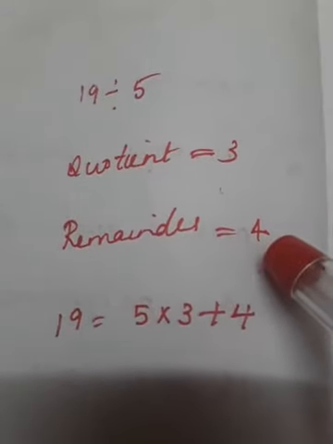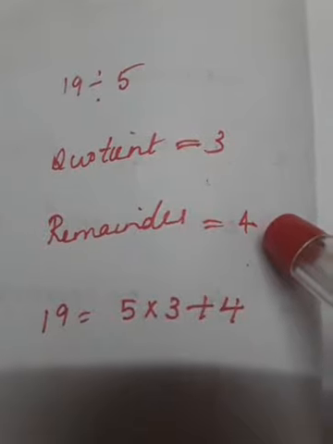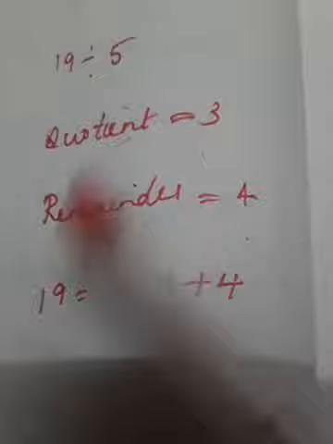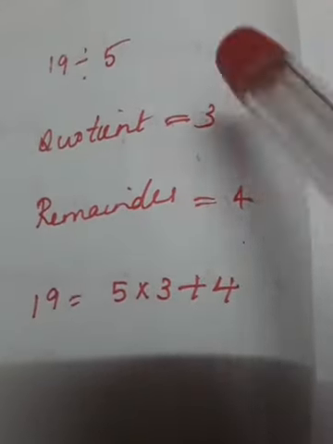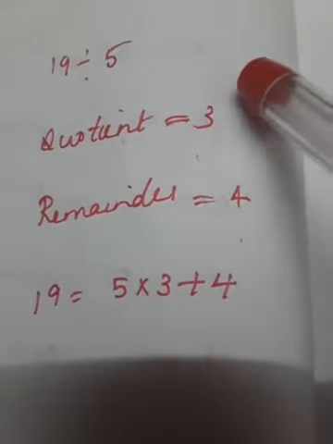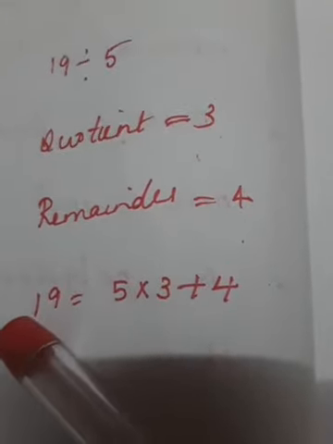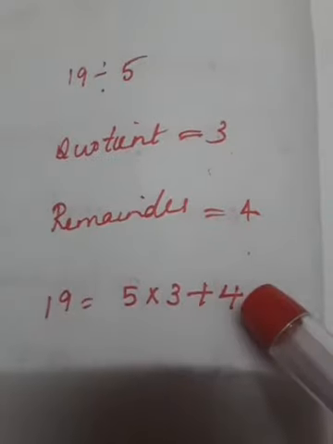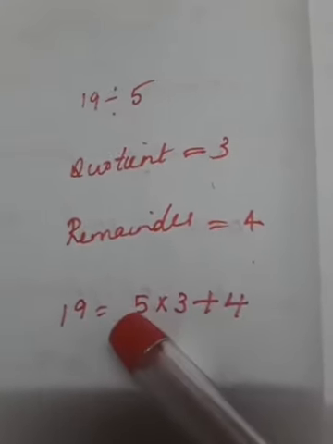In lower classes, you studied how to check whether this answer is correct or not. This is the method: when we multiply the divisor into the quotient and add the remainder to the product, we will get the dividend. That means dividend equals divisor into quotient plus remainder, then we can say that our answer is correct.